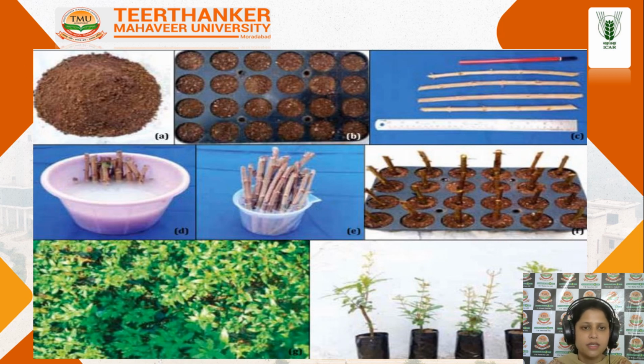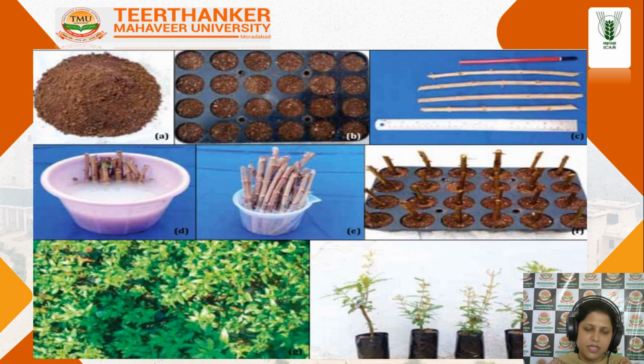So stem cutting can be performed as you can see in this picture. In the very first step, the potting mixture has been prepared. Then this potting mixture is filled in fruit trays. Then in the third picture, the stem cuttings are made of pencil thickness.